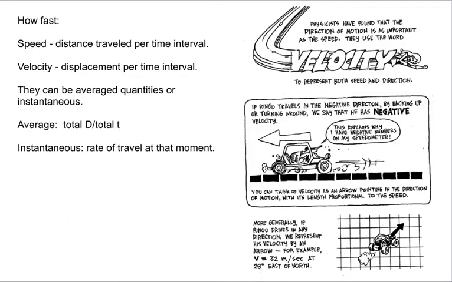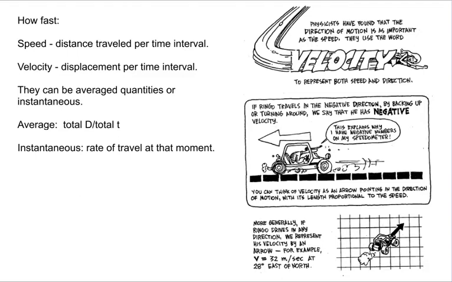When we're talking about how fast something is moving, then we're talking about its velocity, or speed. The only difference between speed and velocity is that speed relates our distance to our time traveled, and velocity is our displacement per amount of time traveled. And we can talk about average or we can talk about instantaneous.